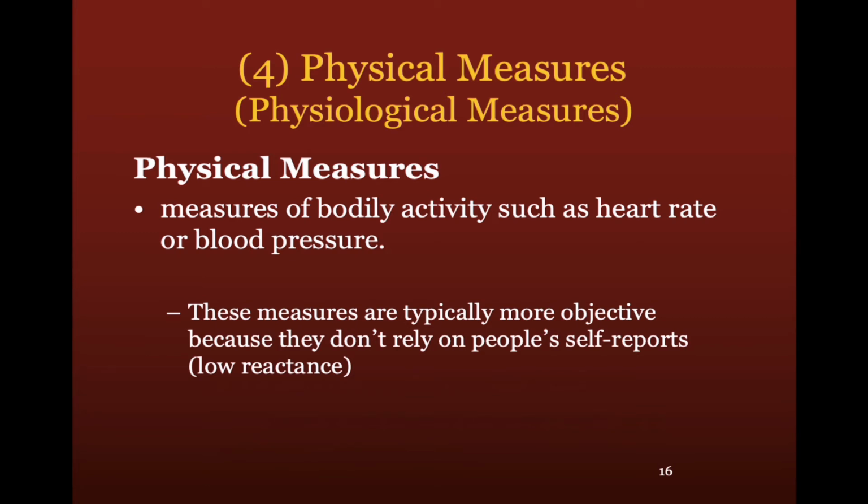Another way to get around this concern about reactivity, or concerns about people acting unnaturally when they're being observed, is to use what's called a physical or physiological measure. So these are measures of bodily activity that people cannot easily control, things like heart rate, blood pressure, cortisol levels. These are all things that the body will respond to, but you can't easily control them. So I can't easily tell my cortisol levels to go down. So they're going to be less affected by reactivity.